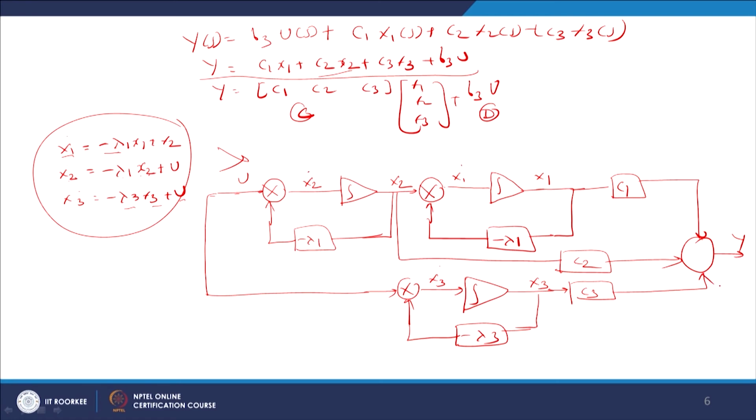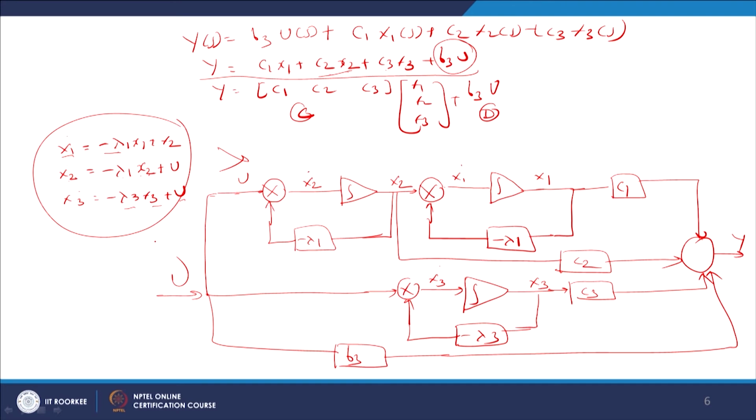So, this part we have completed, y equals C1 x1 plus C2 x2 plus C3 x3, but now here is another term B3 u. Now, we have to connect B3 u. So, u is there. So, what we do simply, we will connect the block B3 into u. So, this is u. So, we find that we have determined the state space model in Jordan form.